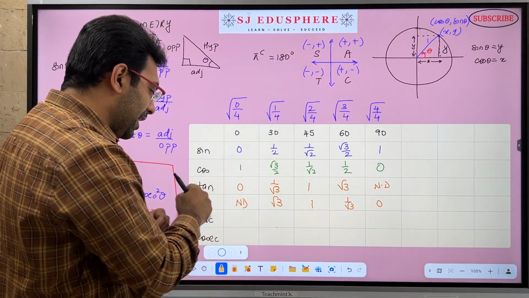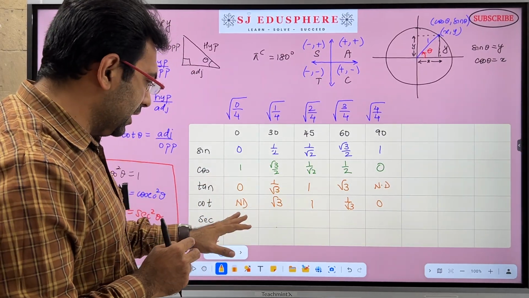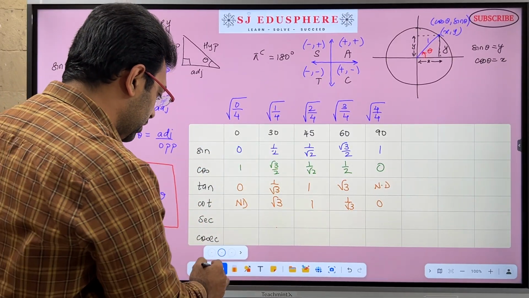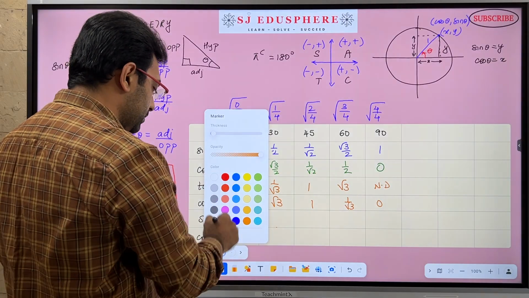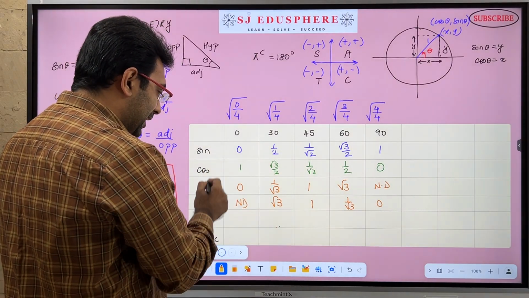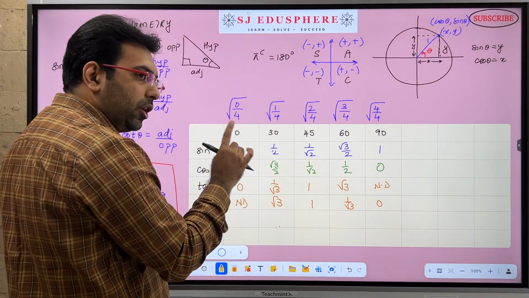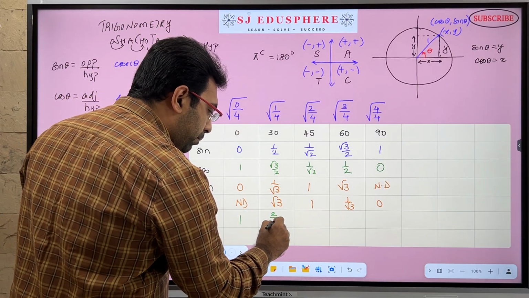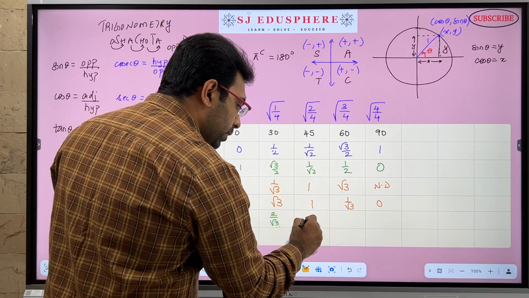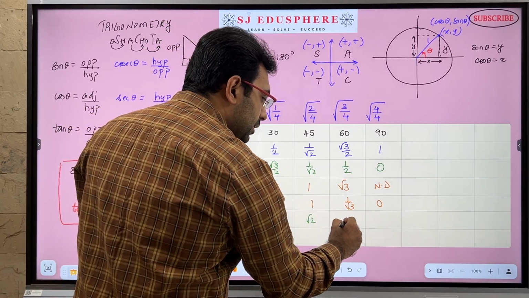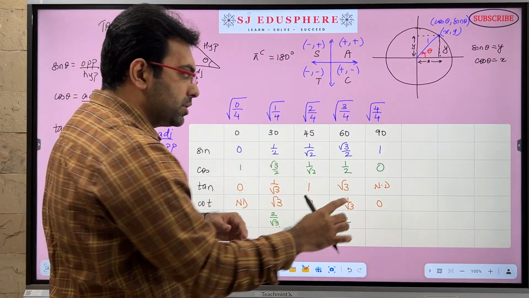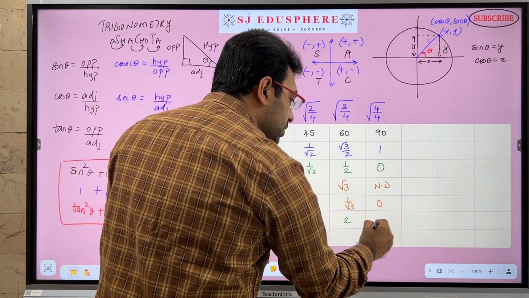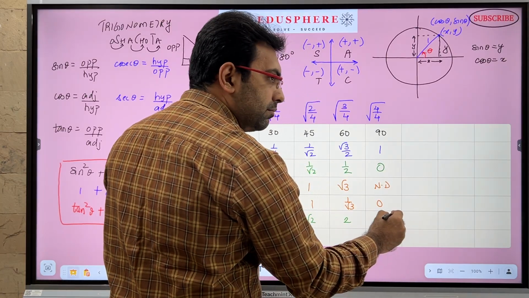Done? When I'm coming to sec, well, sec is 1 upon cos. So we have to take the reciprocal of it. So over here, sec is 1 upon cos. When you don't see a denominator, it is 1. So 1 upon 1. This is 2 upon root 3. This over here is root 2. This over here is 2. Pause. 0 upon 1 becomes 1 upon 0, which is again not defined.